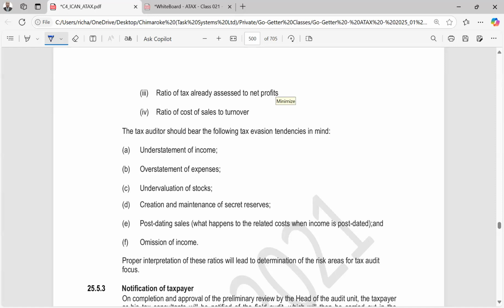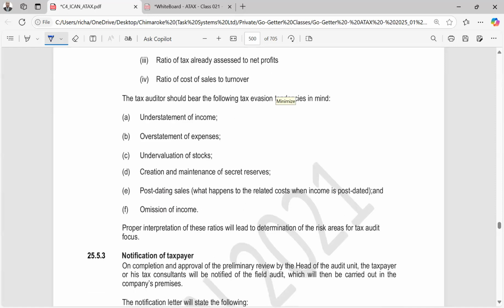Post-dating sales, and also omission of income. These are some of the things that the auditor will check.